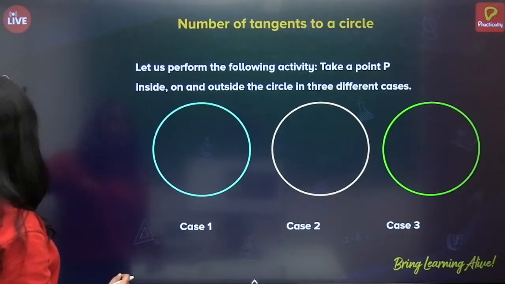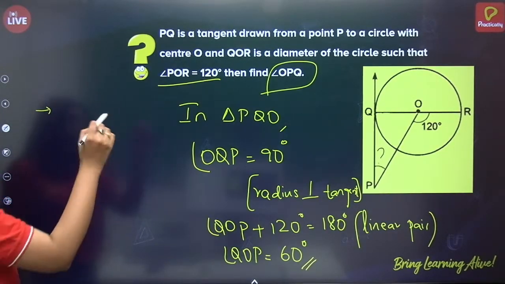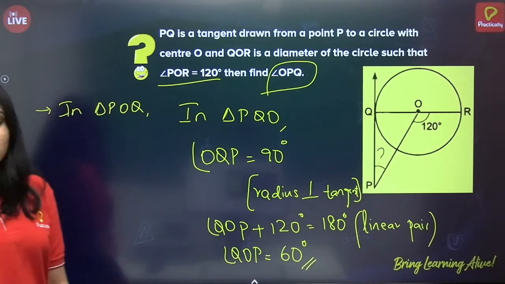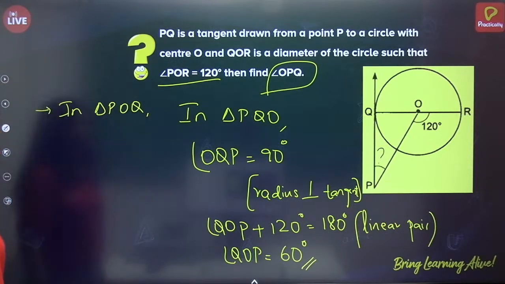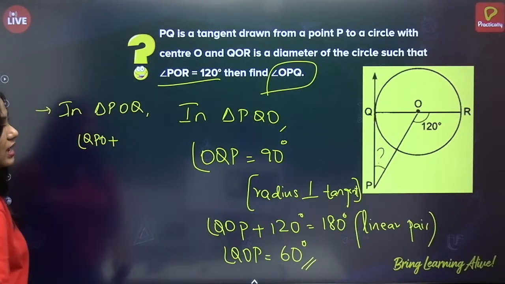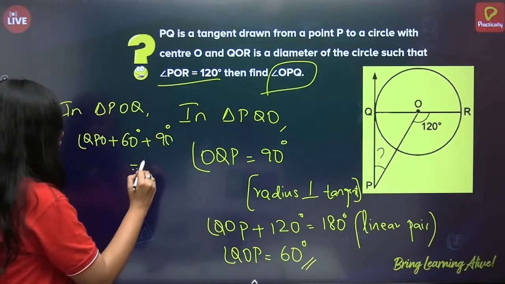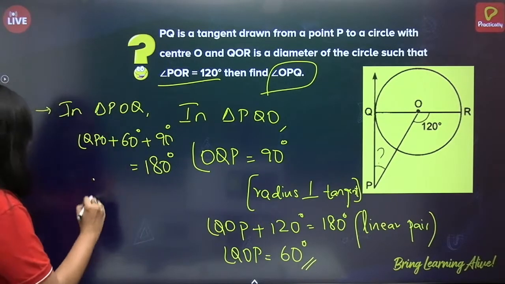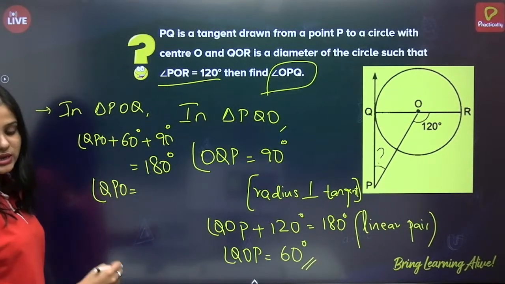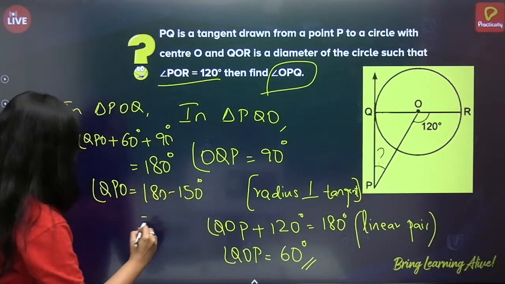Now what do we have to do? Alright, I am doing it here. Now in triangle POQ, we know that the sum of the angles in a triangle is 180 degrees. So angle QPO plus 60 degrees plus 90 degrees is equal to 180 degrees. So angle QPO is equal to 180 minus 150, that is 30 degrees.